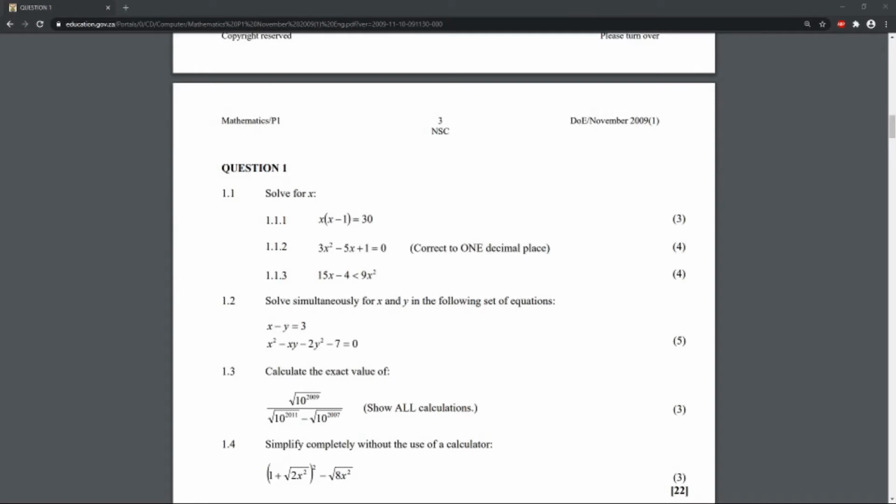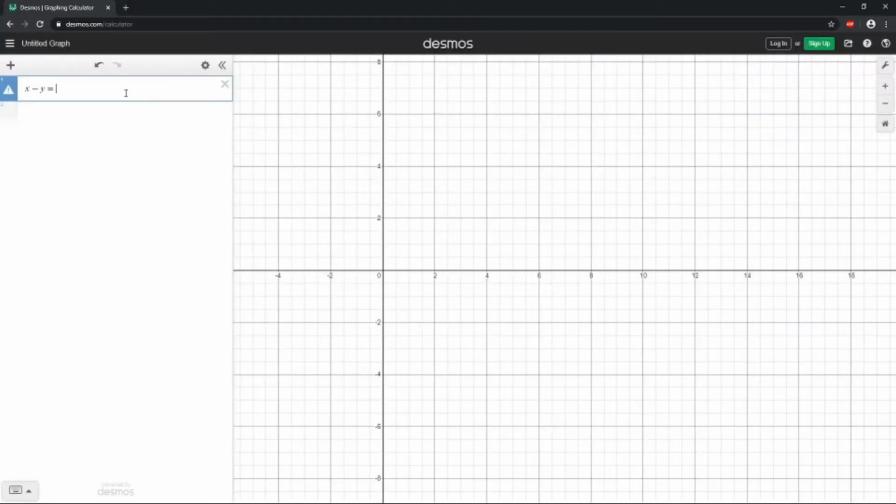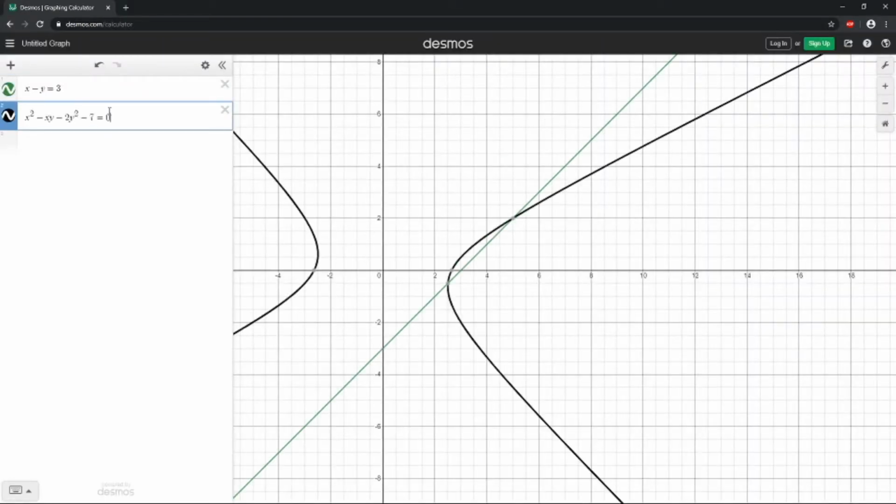Question 1.2 asks us to solve x and y simultaneously. But what does this mean? Well, if we plot these formulas, we see a straight line that intercepts what looks like a weird hyperbolic function. The straight line crosses the weird line at point 2.5, negative 0.5, and 0.52. This question can thus be interpreted as: find the xy pairs that will satisfy both these equations, or find the points at which these two functions intercept. Time for some more algebra.